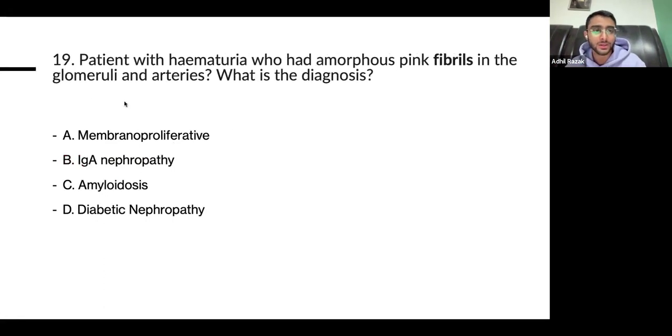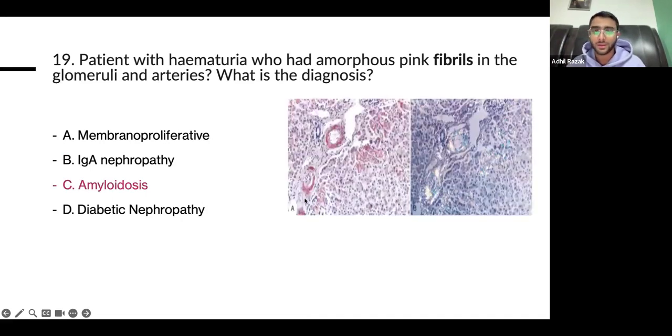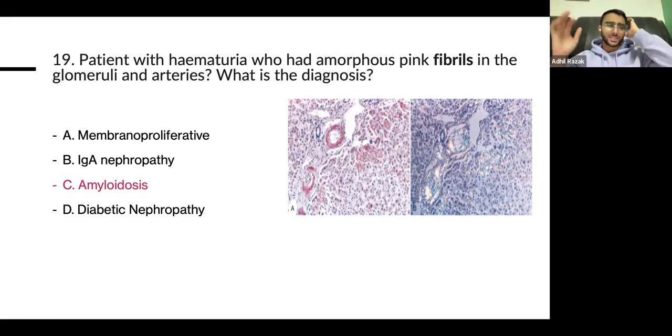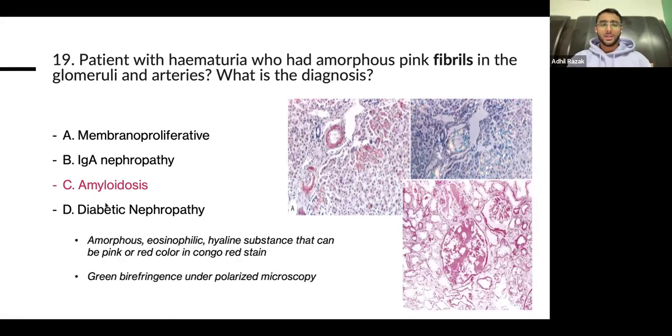All right. If that's clear, the next question is: we have a patient with hematuria who had amorphous pink fibrils in the glomeruli and arteries. What is the diagnosis? Yep, it is amyloidosis. If you have an image that is pale, light in color, your differential should be narrowed down to amyloidosis, or it should be on top, because whether it's the kidneys or anywhere else in the body, if it looks like that, it could be amyloidosis. Amyloidosis is a systemic condition, so it could be anywhere.